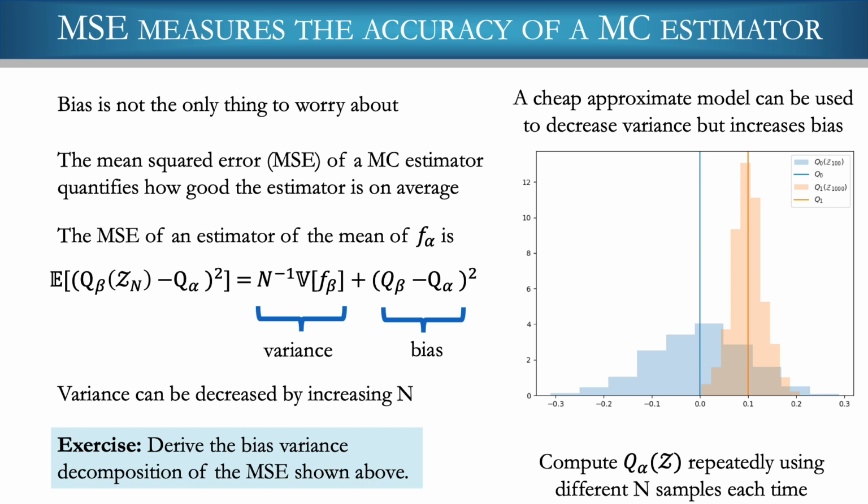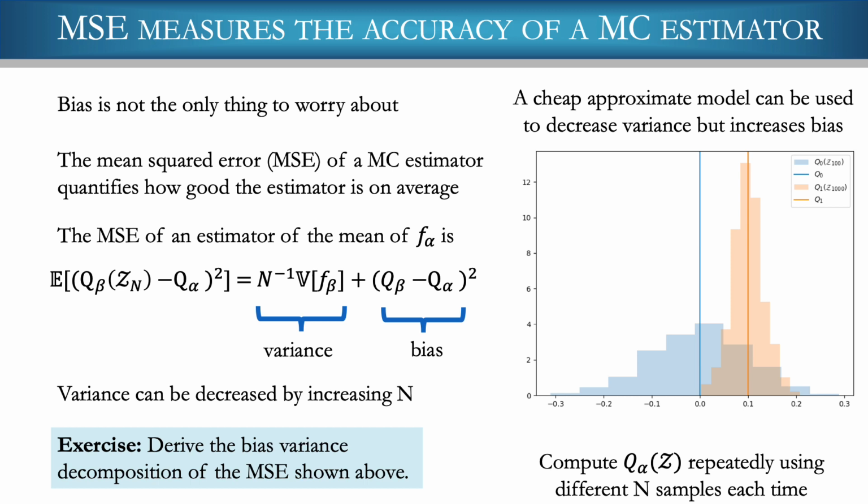When estimating the mean of a function f alpha using a model f beta, the variance of the estimator is equal to the variance of the function f beta divided by the number of samples used to compute the estimator. Thus, the contribution of the estimated variance to the mean squared error can be decreased by increasing the number of samples used, that is n. On the previous slide, I pointed out that the orange estimator is biased, but I did not point out that the width of the orange histogram is smaller than the width of the blue histogram. Because we use more samples to compute the estimator, the variance of the estimator is smaller.